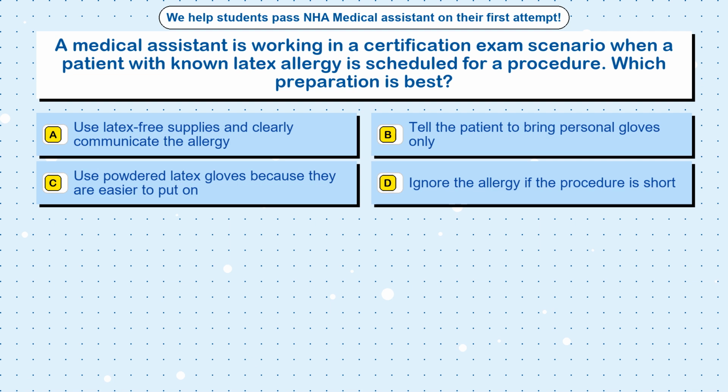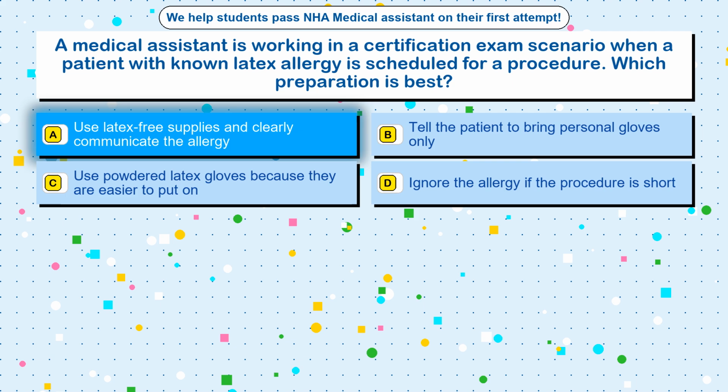Question 20. A medical assistant is working in a certification exam scenario when a patient with known latex allergy is scheduled for a procedure. Which preparation is best? Option A, use latex-free supplies and clearly communicate the allergy. Option B, tell the patient to bring personal gloves only. Option C, use powdered latex gloves because they are easier to put on. Option D, ignore the allergy if the procedure is short. The correct answer is option A, use latex-free supplies and clearly communicate the allergy.